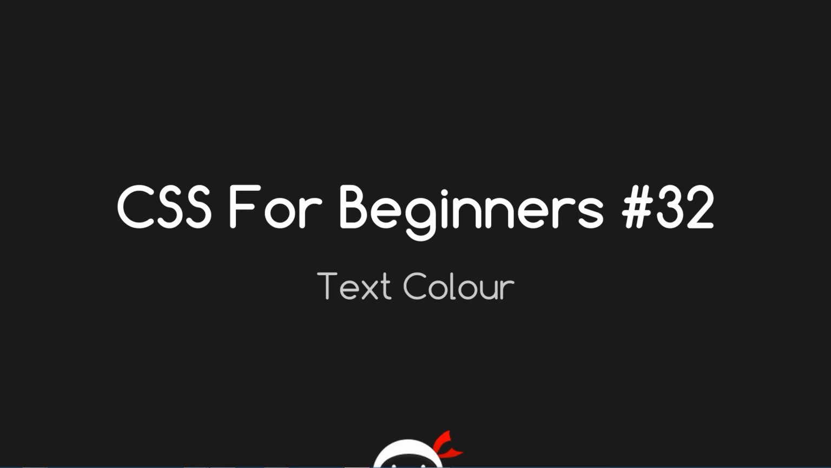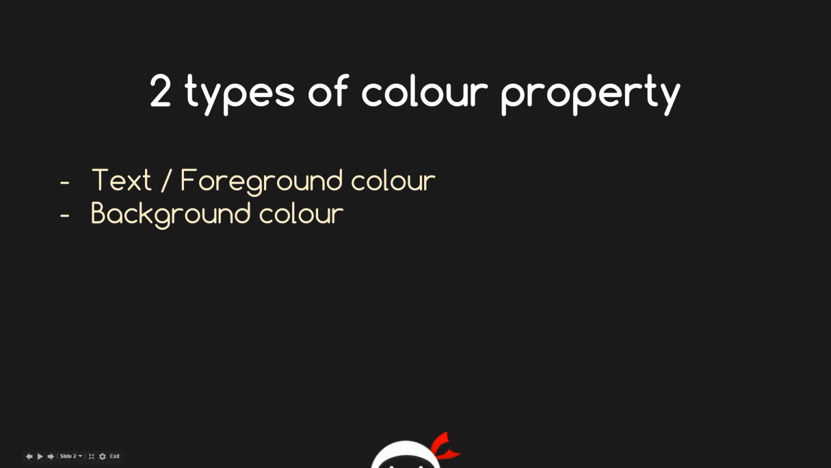This is CSS for Beginners Lesson 32, and today we're going to talk about text color. That's coming up. Okay, now before we start, I just want to go over this. There's two types of color property in CSS, okay? We've got the first type, which is the text slash foreground color, and we've got another type, which controls the background color of elements. Now, you mustn't confuse these because they're totally different things, okay?